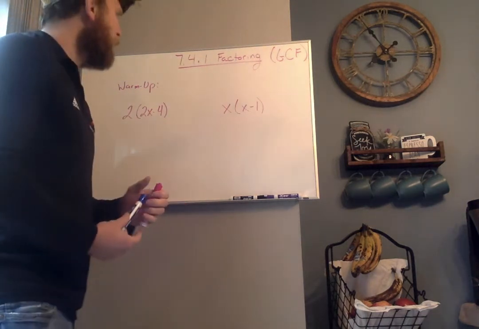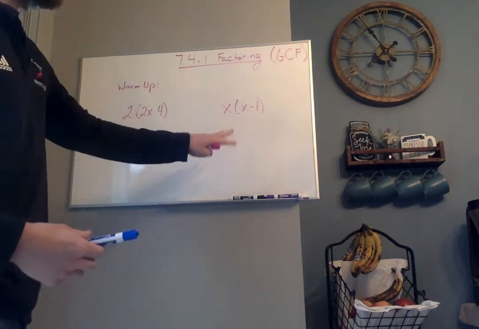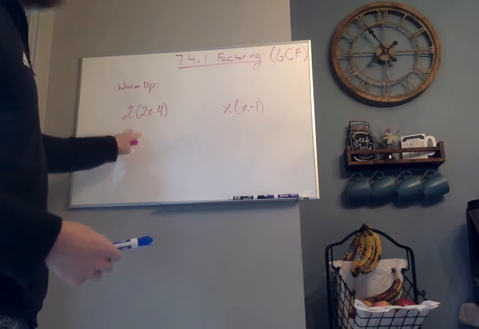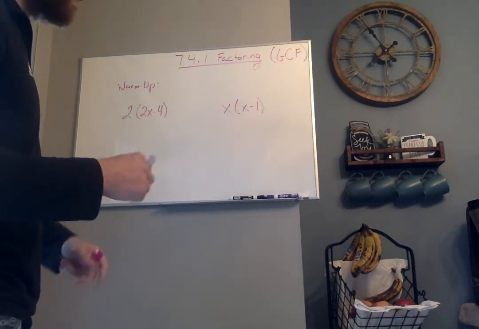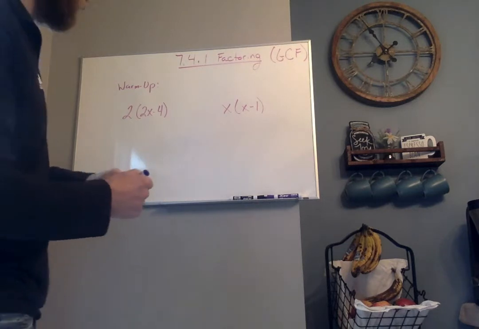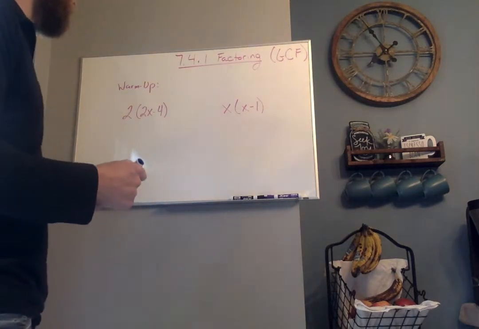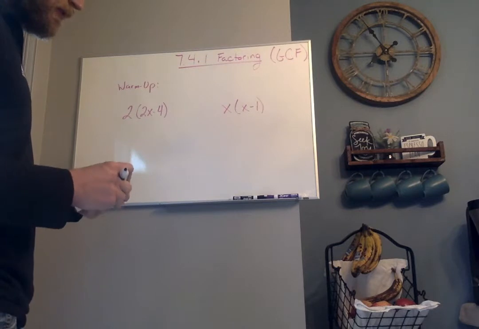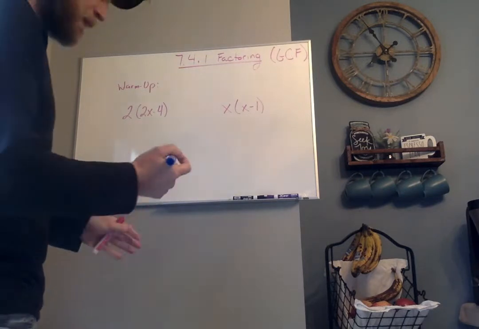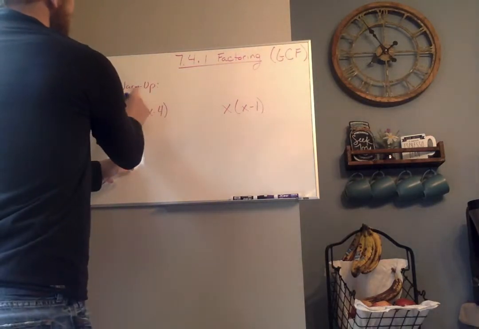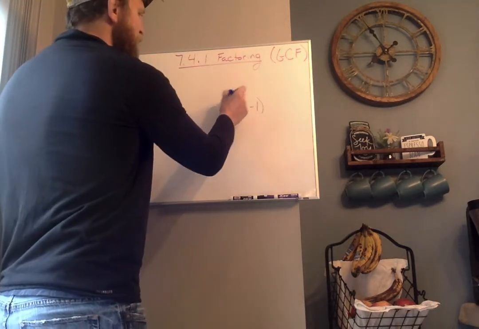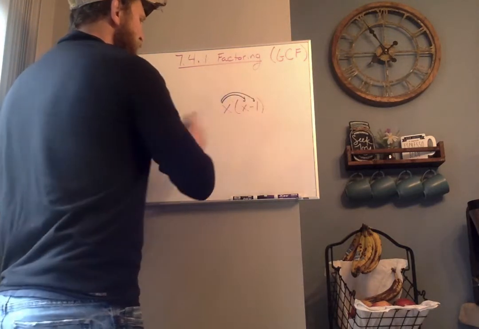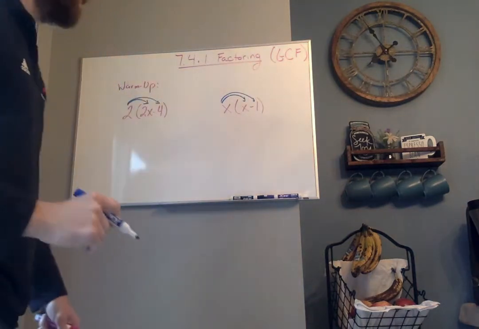So up here, these are two pieces that we just went over. These are multiplying polynomials, specifically a monomial times a binomial. So let's go ahead and solve these. I'm going to distribute the 2 to the 2x and the 2 to the 4. And over here, I would distribute the x to the x and the x to the negative 1. So you can see that the problems are very, very similar.